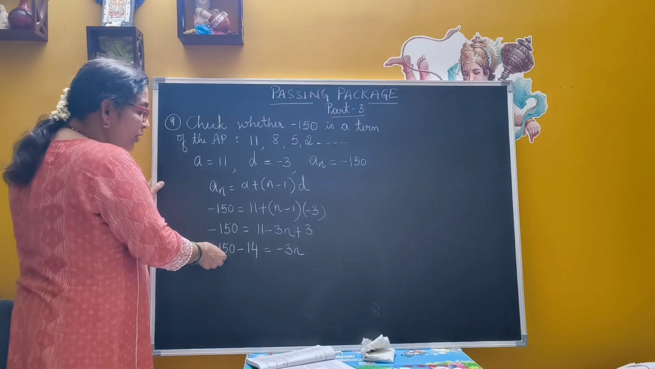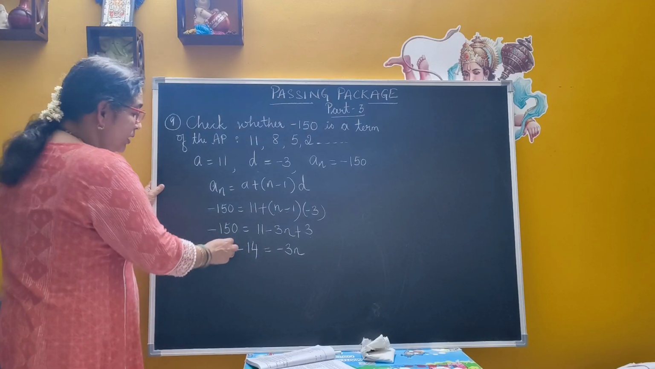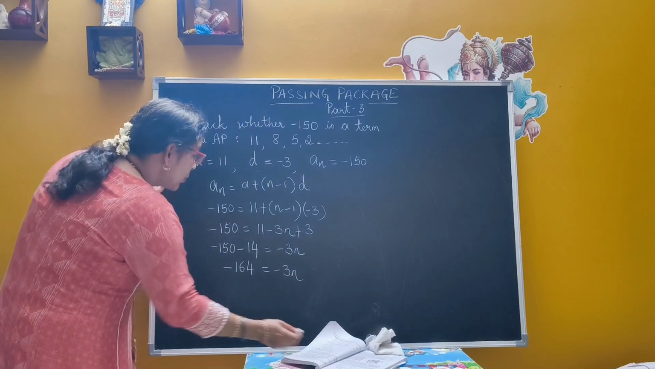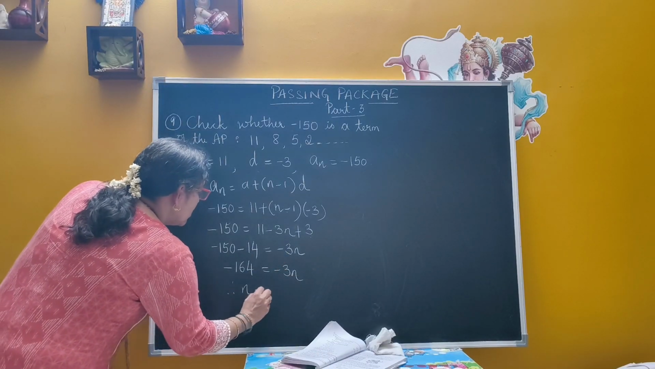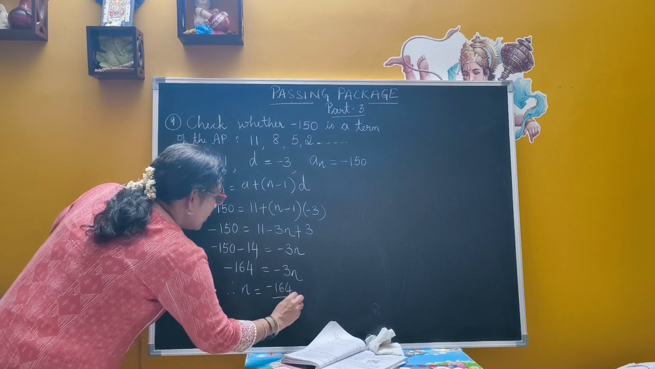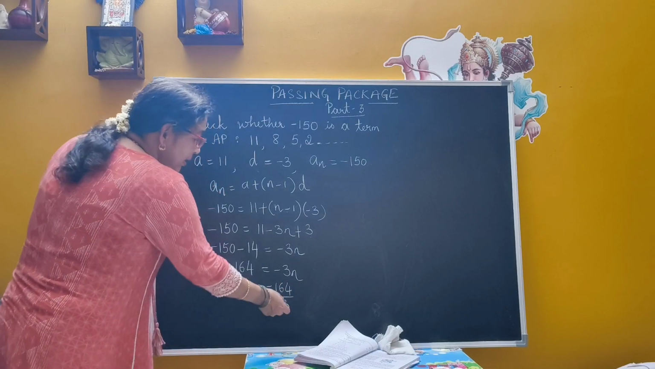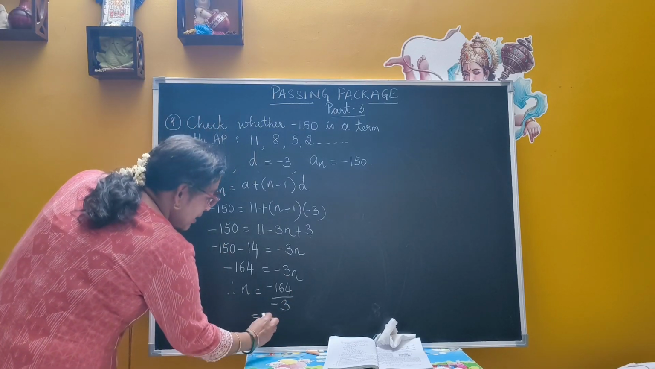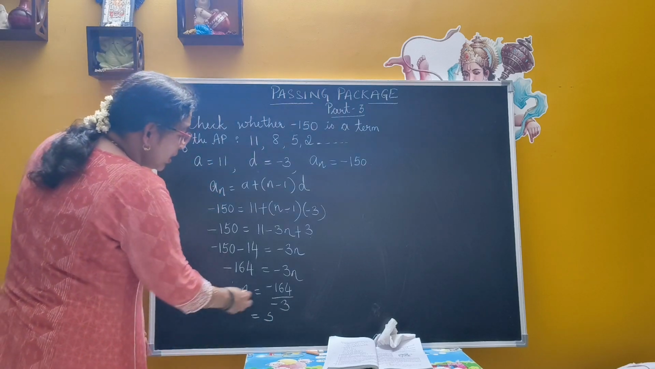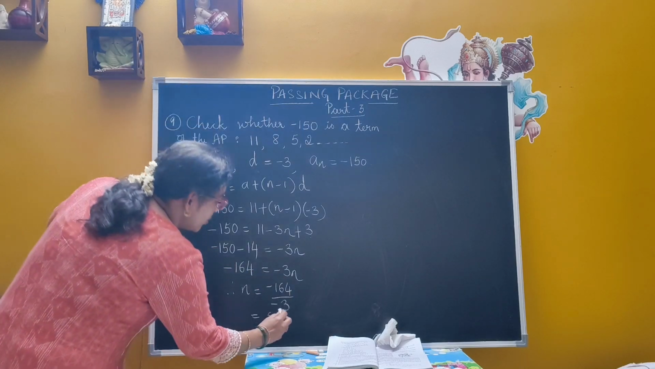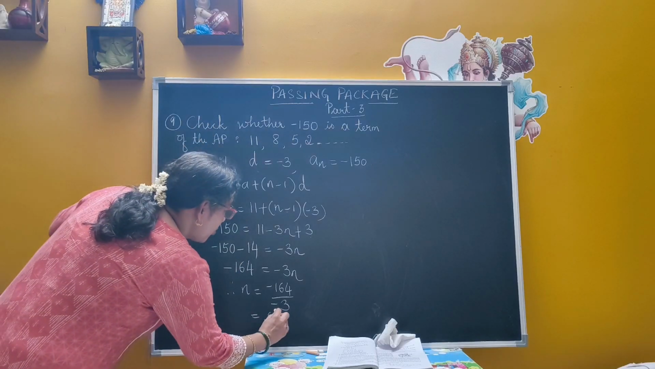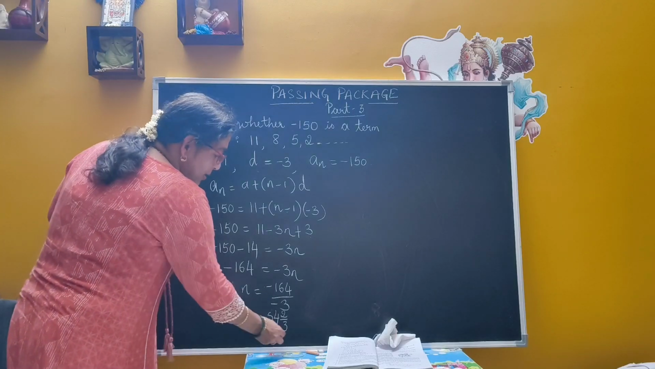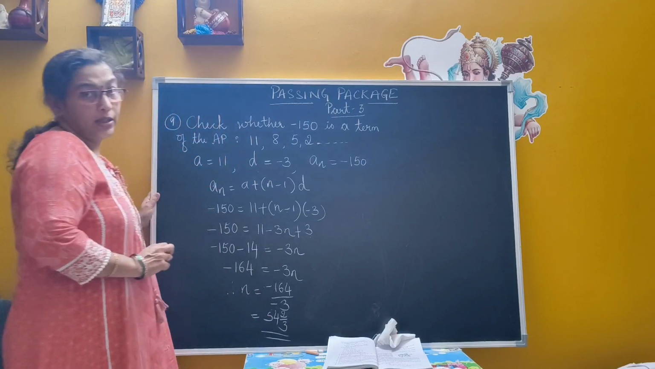Okay, so minus 150 minus 14, how much is it? Minus 164 is equal to minus 3n. So n is equal to minus 164 divided by minus 3. Yes, let us simplify it. 3 fives are 15, then 1 remains, 14. So 14 won't come in 3 ones table. 3 fours are 12, and 2 remains, 2 by 3. Minus by minus plus. So it is 54 2 by 3.